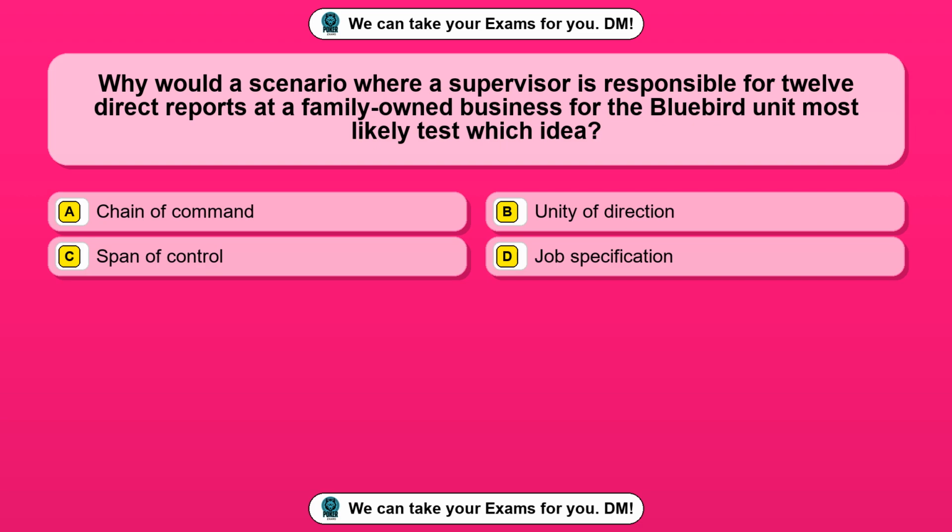the Bluebird unit most likely test which idea? Option A, chain of command. Option B, unity of direction. Option C, span of control. Option D, job specification. The correct answer is option C, span of control.